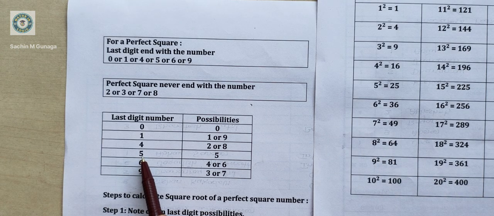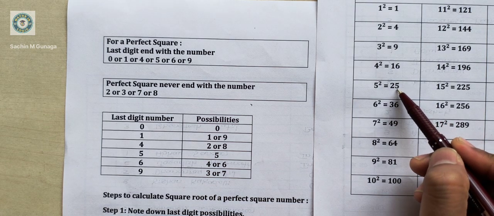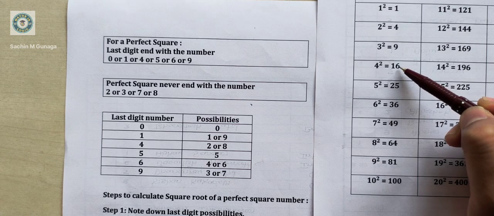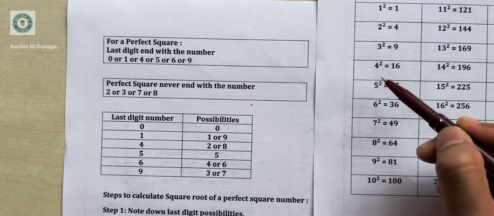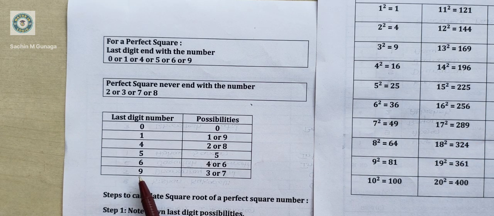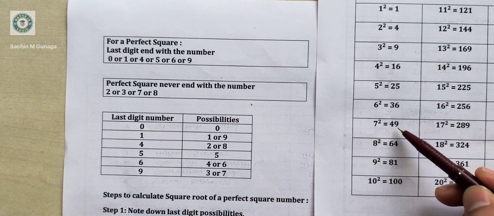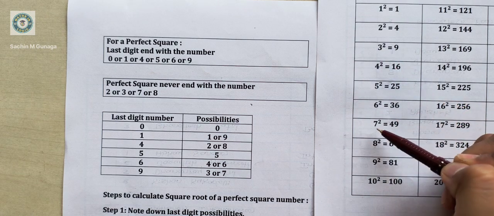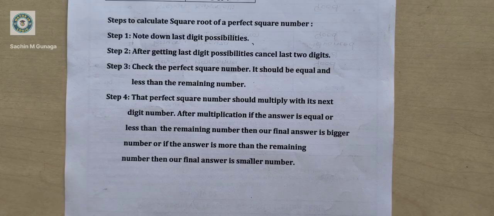Next, last digit number 5, the possibility is only 5. Next, last digit number 6, the possibility is 4 or 6. And lastly, last digit number 9, the possibility is 3 or 7.